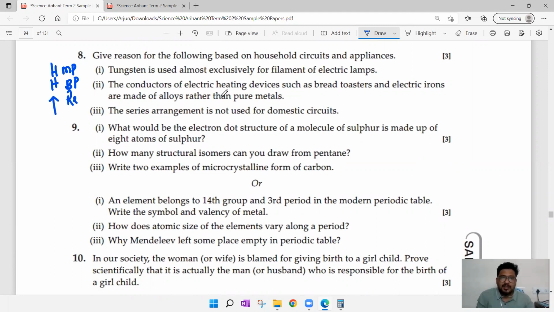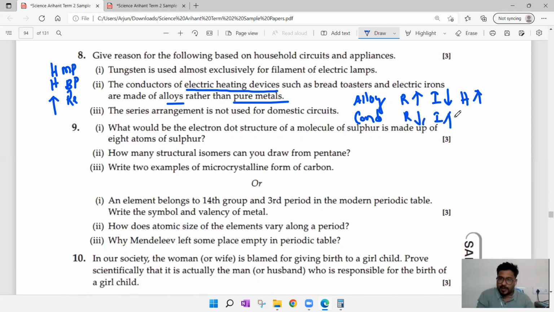Number 2. The conductors of electric heating devices such as bread toasters and electric irons are made of alloys rather than pure metals. Why? Because, as we have discussed many times, the resistance of alloys will be greater, the amount of current passing will be less, and the heat energy will be greater. It produces more heat energy, so for electrical heating devices we use alloys. While with pure metals, nothing but conductors, the resistance will be least, the passage of current will be high, and heat dissipation will be less.